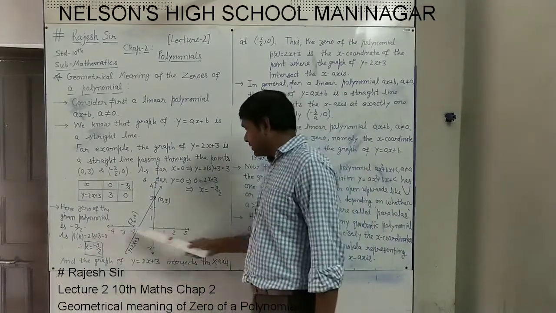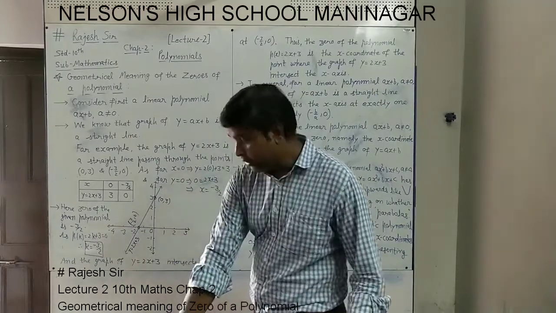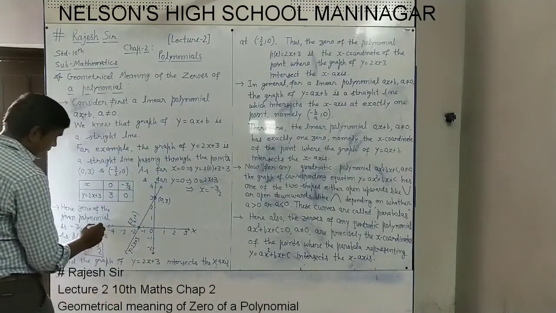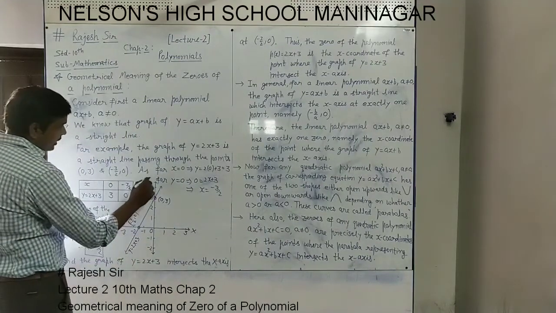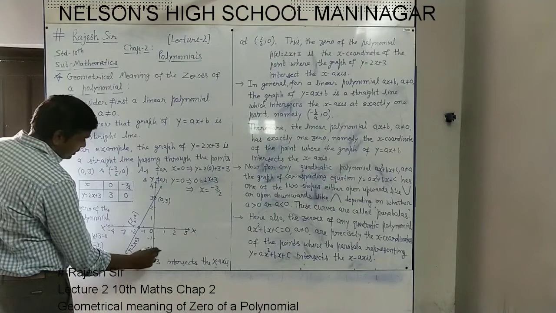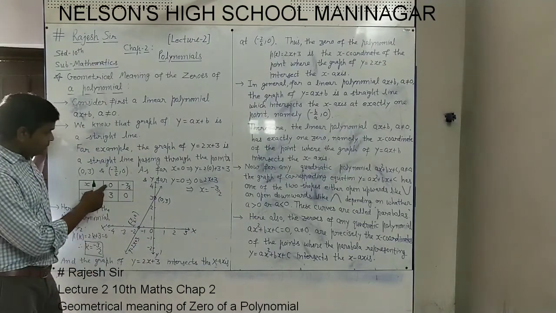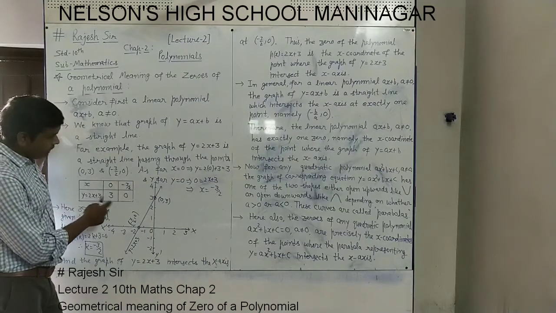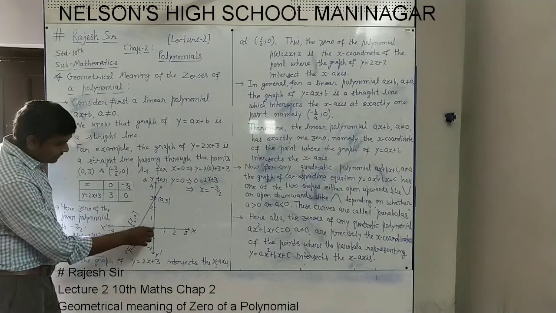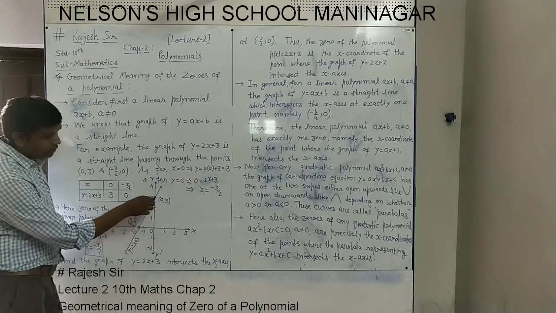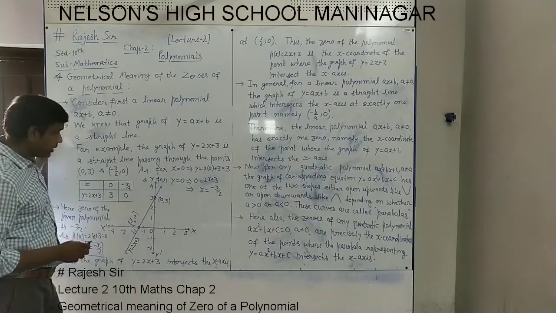As you know, the x-axis is drawn this way, horizontal. We say x dash is the x-axis and y dash is the y-axis. On this, the first point is 0, 3. So 0 on the x-axis here, and 3 on the y-axis here. So this point is called 0, 3.